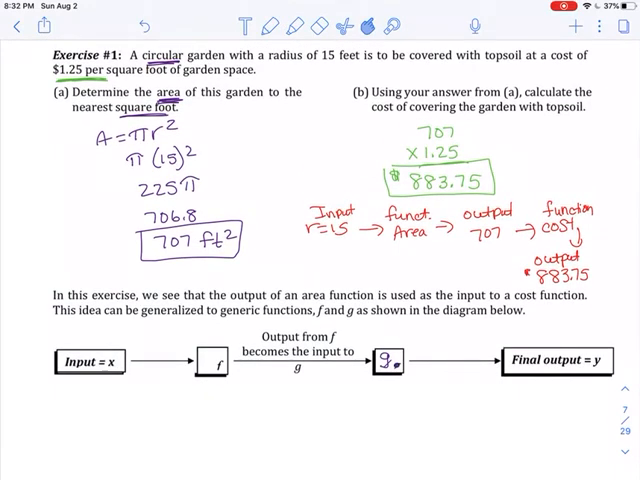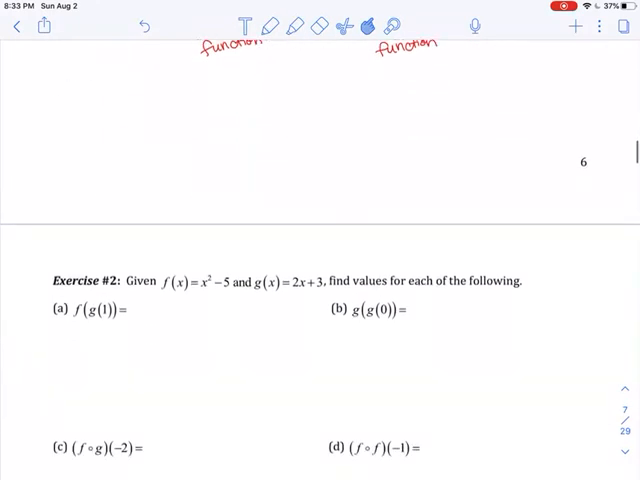So in this exercise, we see that the output of an area function is used as the input to the cost function. So the output of the area is used as the input to the cost. This idea can be generalized to the generic functions f and g as shown in the diagram below. So I have this input x. I put it into my first function, and that output becomes the input to put into my second function, and I have a final output of y. Okay, so let's practice doing a little bit of this on the next page.